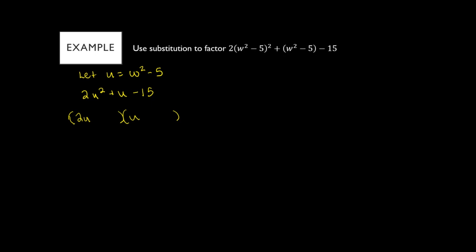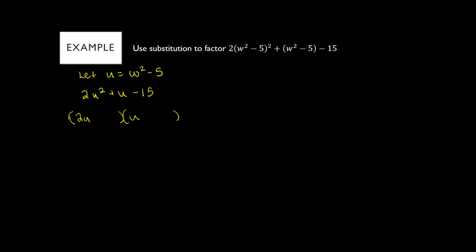Now let's think about the signs. We're multiplying to a negative 15. To multiply to a negative, you need two numbers of opposite signs. So one's going to be positive and one is going to be negative. And then we're adding to a positive. What that means is that if they have opposite signs and you're adding to a positive, the bigger number generally gets the positive sign, and the smaller will get the negative. But we do have to take into consideration the 2 that we have there with the 2u.